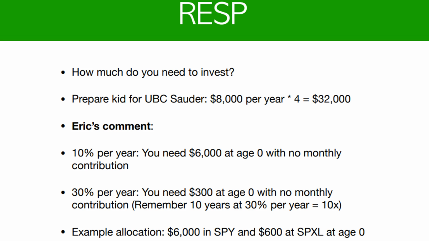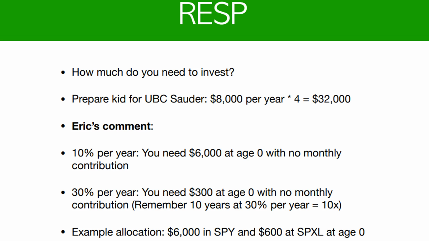So that is the first bullet you're seeing under Eric's comments. If you want to prepare the kid to go to UBC Sauder, then all you need is to put $6K into the S&P 500 when your kid is born and call it a day. So there's no need for a complicated investment strategy. There's no need to try to actively manage your portfolio. There's no need to try to remember to put money towards your kid's education plan. Just put $6,000 in the account and leave it alone for 18 years.